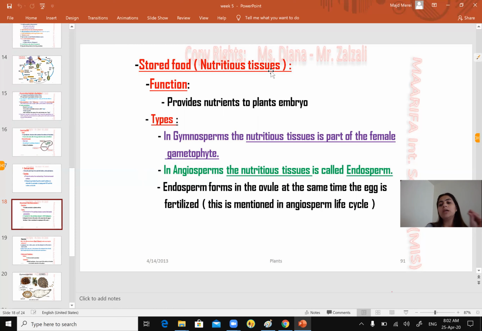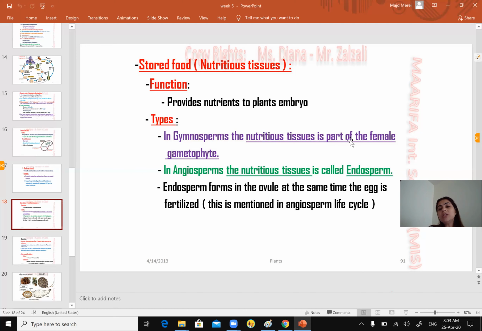This nutritious tissue in monocot is called the endosperm. In dicot, it is completely transferred to the cotyledon, so it is labeled as cotyledon. In angiosperms, the nutritious tissue is called endosperm. Endosperm develops from what? From the triploid cell, the 3N, during double fertilization. Endosperm forms in the ovule at the same time the egg is fertilized. So there are two fertilizations. The egg is fertilized to produce the zygote, the embryo, while the endosperm is produced from the second fertilization between the polar nuclei and the second sperm.